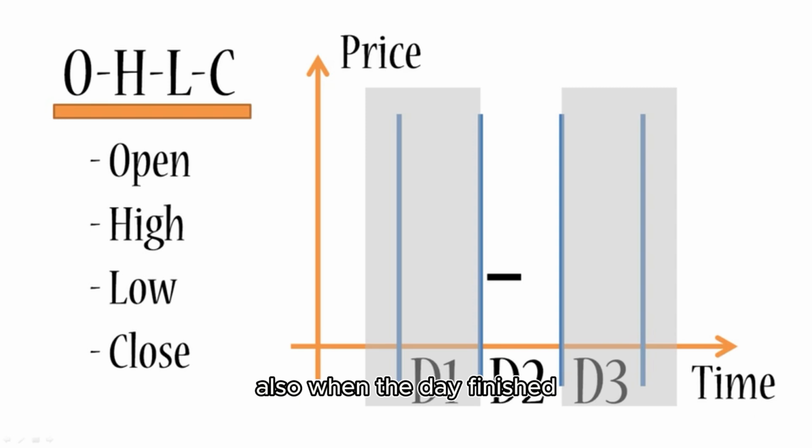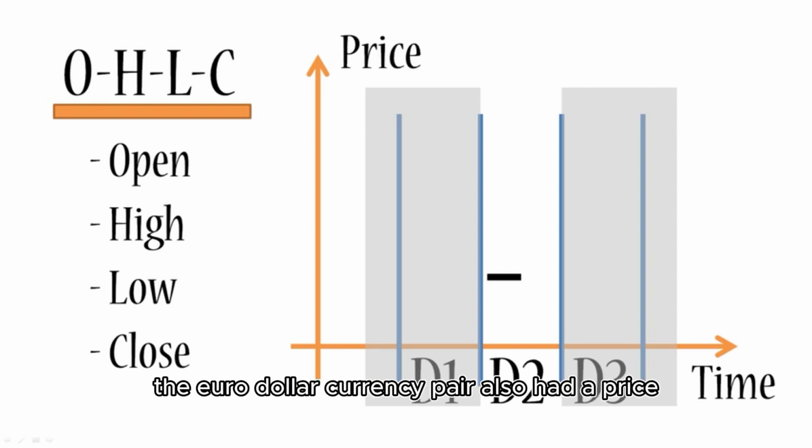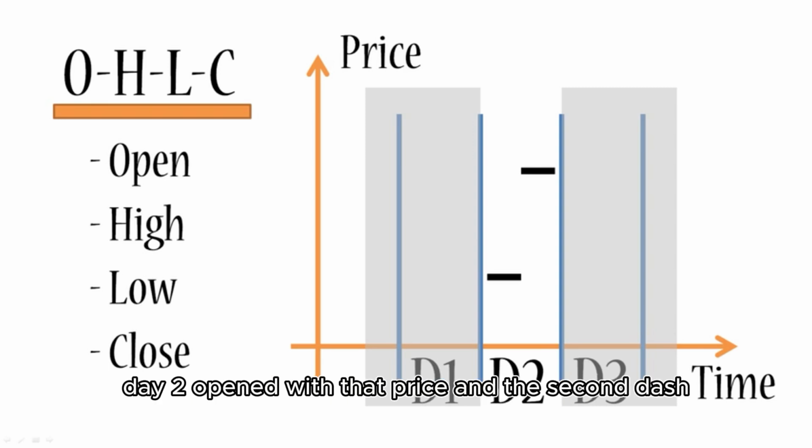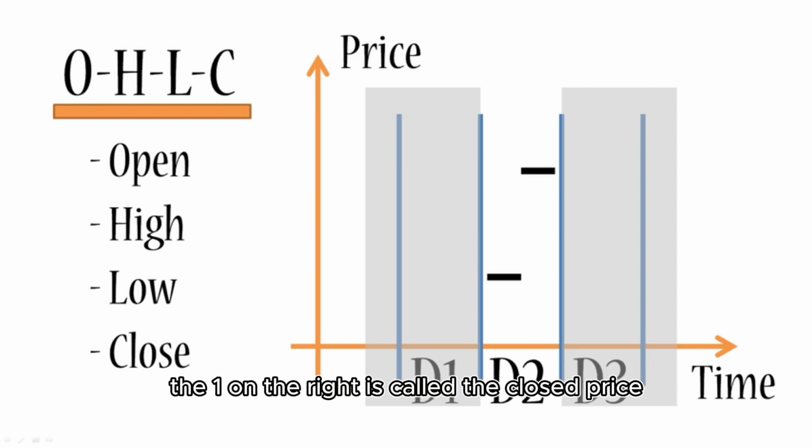Also, when the day finished, at midnight between day 2 and day 3, the Euro-US dollar currency pair also had a price. Let's mark that as well. So the first dash, the one on the left, is called the open price because day 2 opened with that price. And the second dash, the one on the right, is called the close price because day 2 closed with that price.